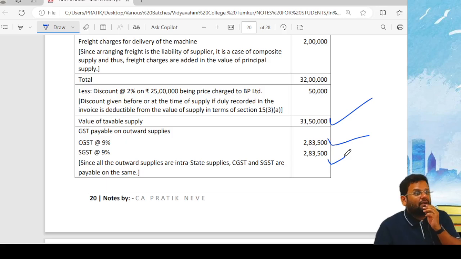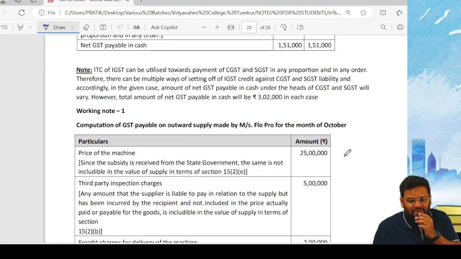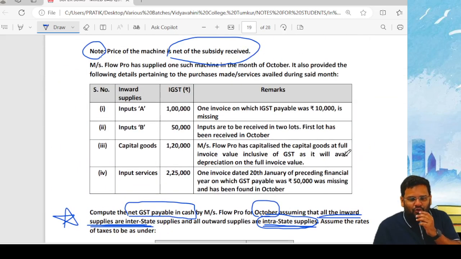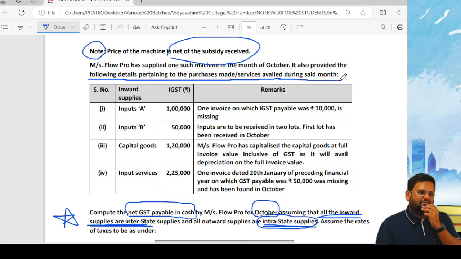Simple. Let's now focus on ITC. Let us focus on ITC now. I hope you will be able to understand ITC. Messrs. FlowPro has supplied one such machine in the month of October. No problem. It has also provided the following details. Underline following details pertaining to purchase made or services availed during the said month. So these are inward supplies.